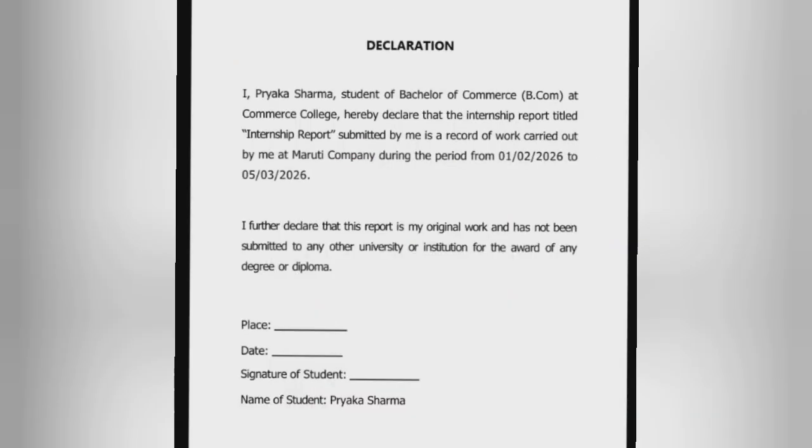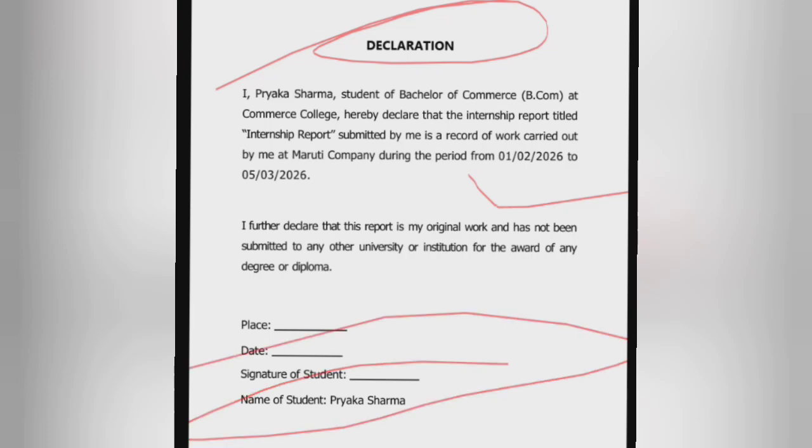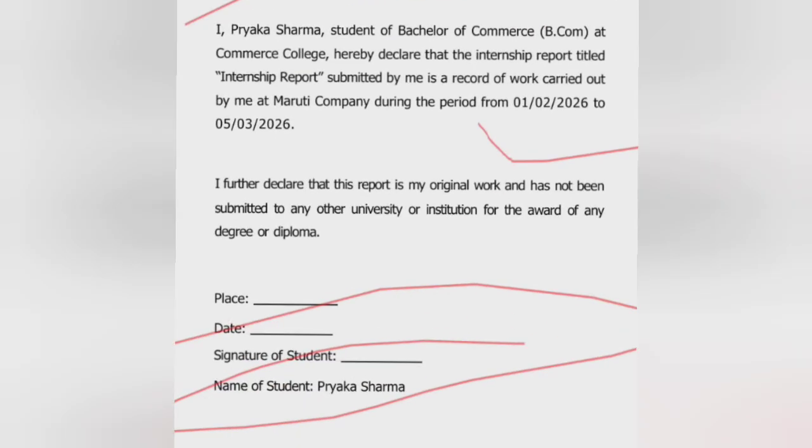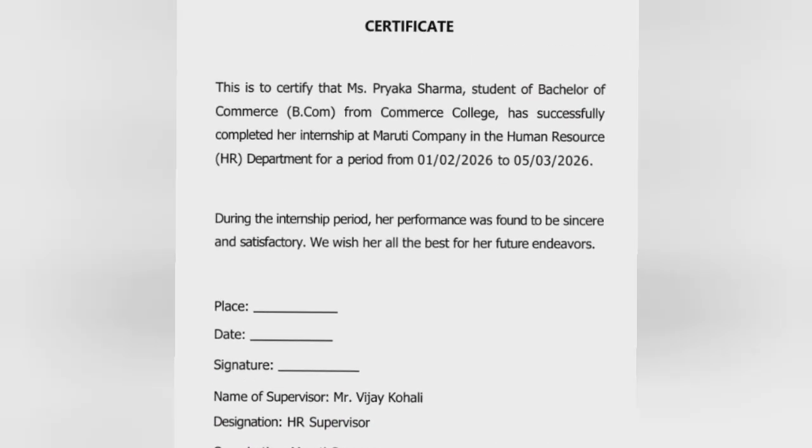Okay, done. Now next is the declaration page. In this page, the student declares that the internship report is original work, not a copy from any source. You must mention your name, your course, company name, and internship duration. At the bottom you must sign the page. This page is important because it confirms the authenticity of your report. Okay, so second is the declaration page, and next is the certificate.